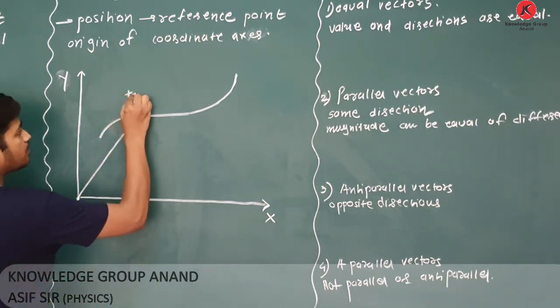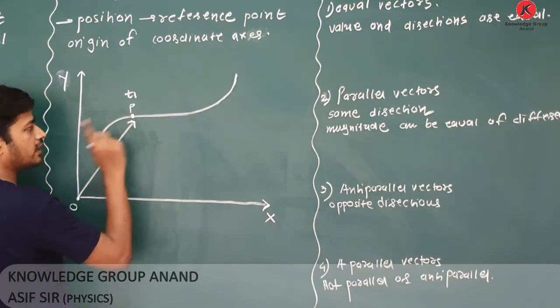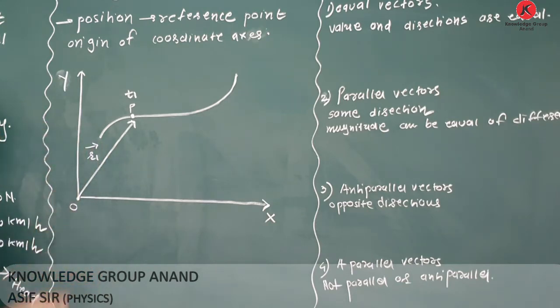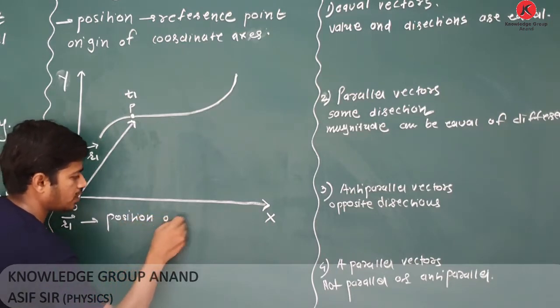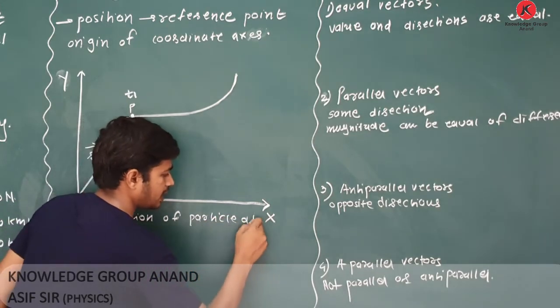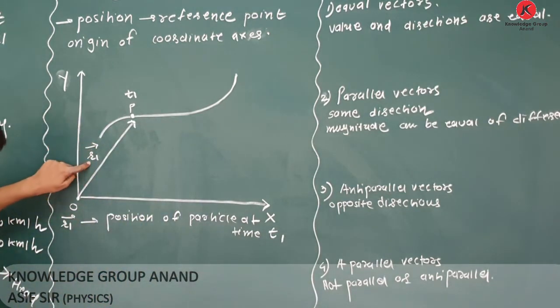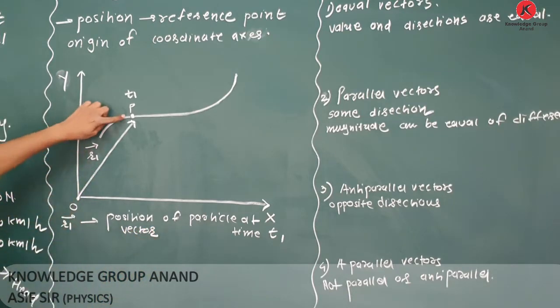Again, at time t1 the particle is at point P. Then how to define its position? You have to draw a vector from the origin like this. Suppose we give some name to this vector. Let it be R1. Then what is R1? R1 is called the position vector of the particle at time t1. Clear about this?